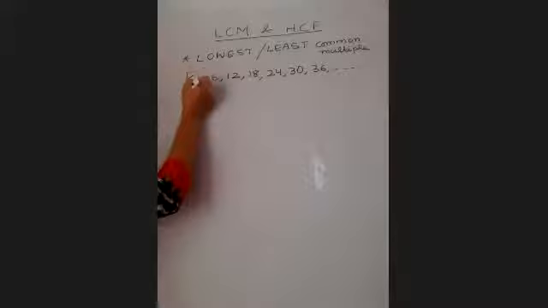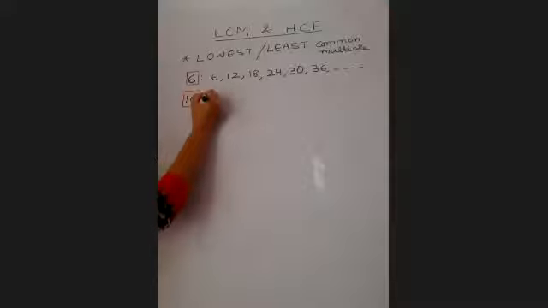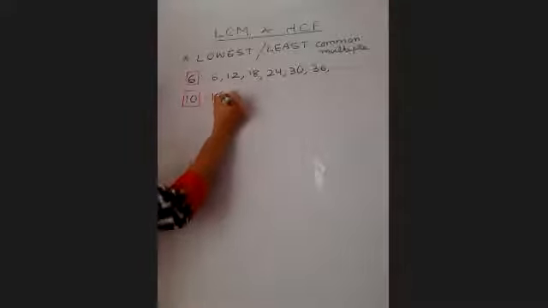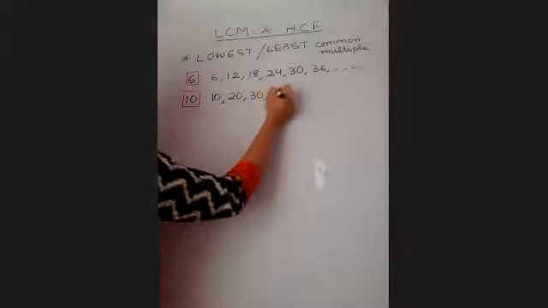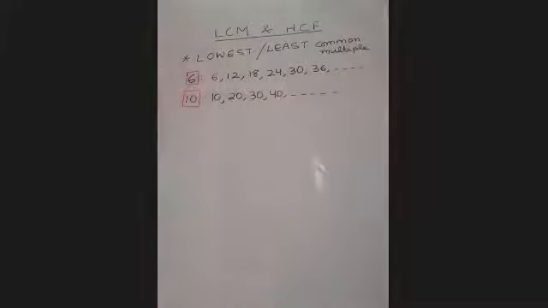And then if I ask you to write down, let's say, multiples of 10. So what are we going to get? 10 ones are 10, then 20, 30, 40, and so on. Is there any number which is common in both the tables? 30. Right.